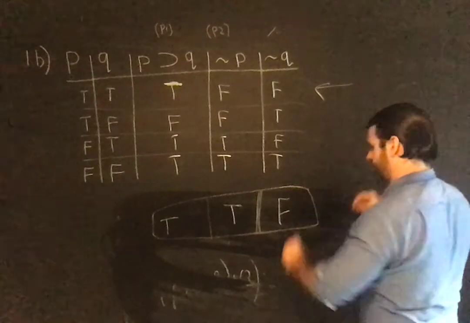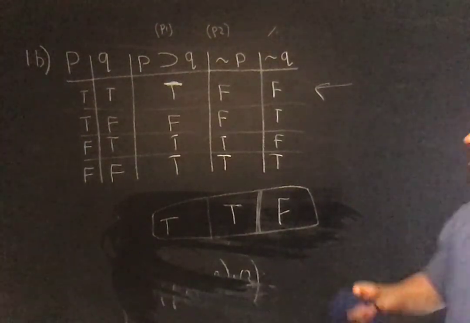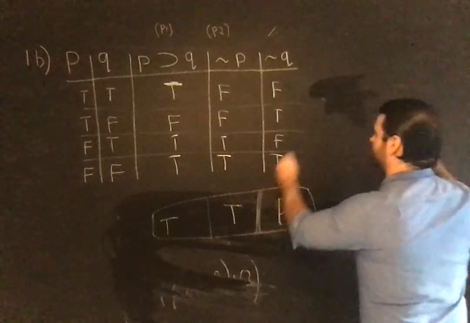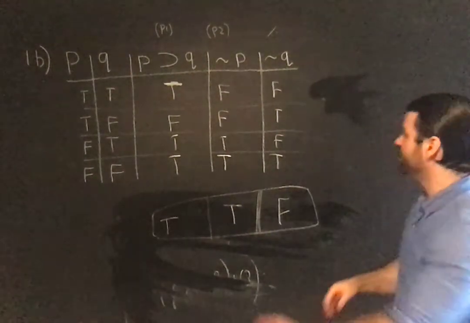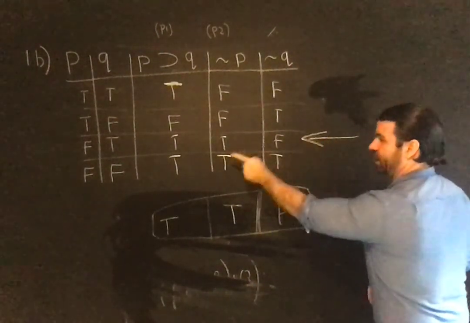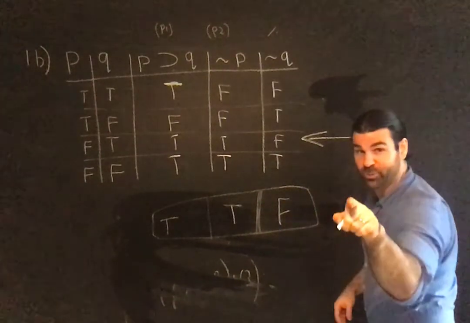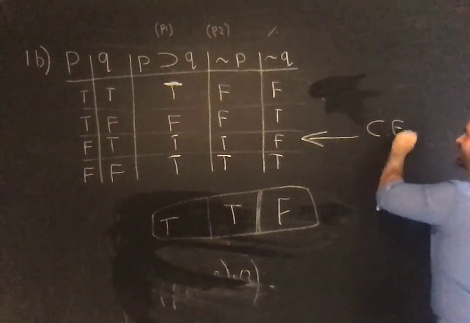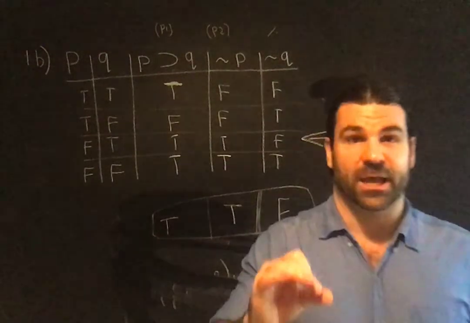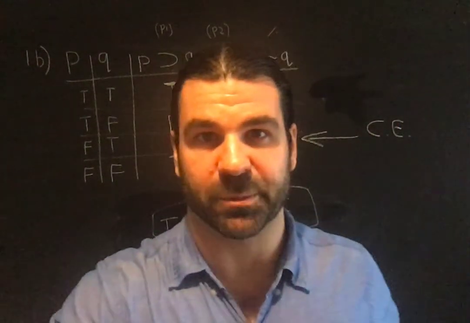Here we go. True, true, false, right? Here, the premises come out true and the conclusion false. So when you're answering, this is what you do. You point to it like this, put an arrow here so that I know that you have seen that this is the row. You write CE, right? And you write, this is a counterexample. This proves the argument form is invalid.